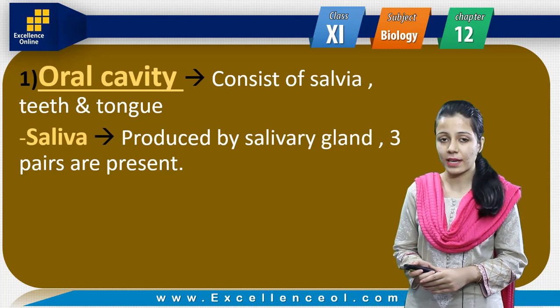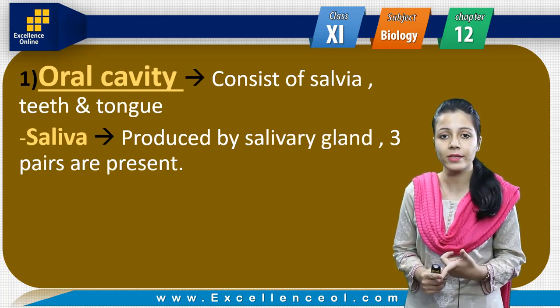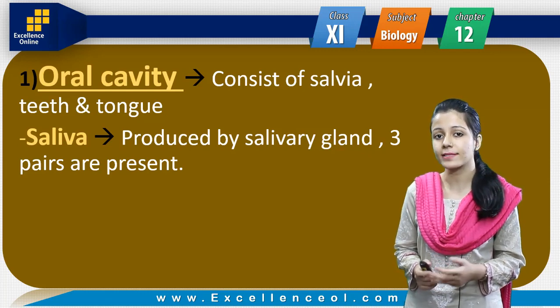Saliva is produced by salivary gland. There are 3 pairs of salivary gland which are present in our mouth: parotid gland, submandibular gland, and sublingual glands.